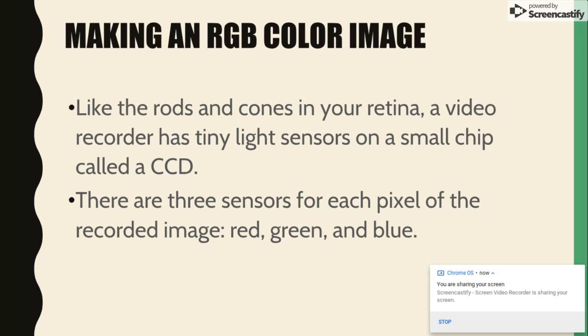And then cameras work the same way, like the rods and the cones in your retina. So you've got one that sees color and one that sees black and white. A video recorder has two light sensors, one that sees color and one that sees black and white. And then they use red, green, and blue to create images in the right color. They work pretty much the same way that your eyes work. That's how cameras work too.